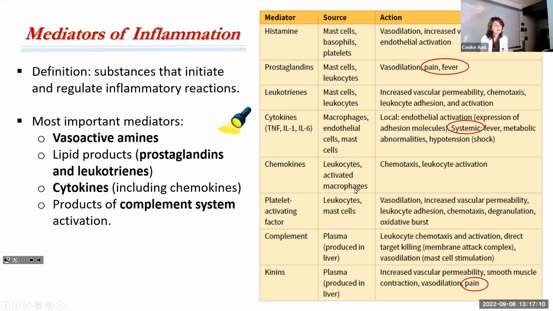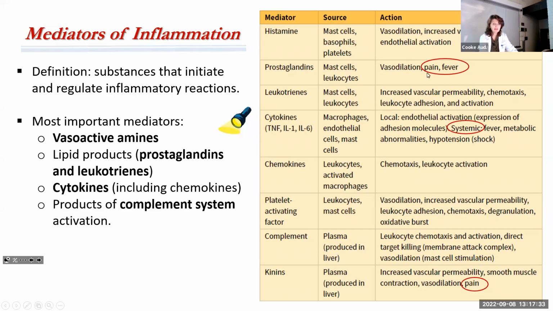You will forget. It's impossible to memorize everything from the first reading, but just repeat, come back to this table. I want to draw your attention to two things. First is repetition. If you look here, you see vasodilation, increased vascular permeability, vasodilation, and so on. Things repeat. They're pretty similar in their effects.